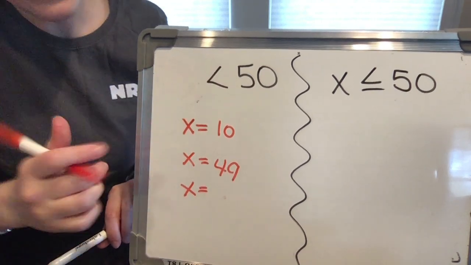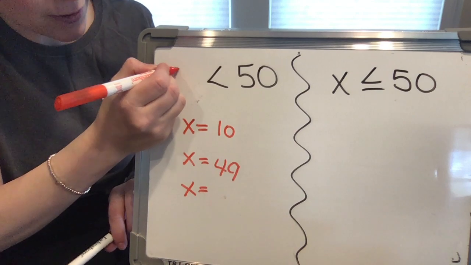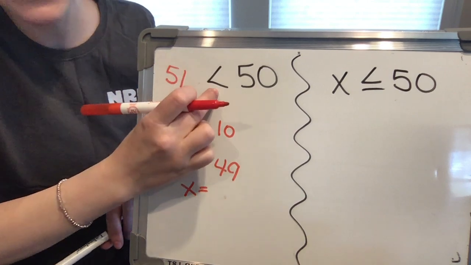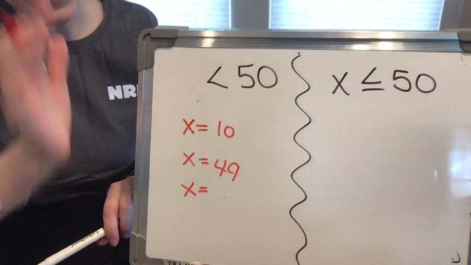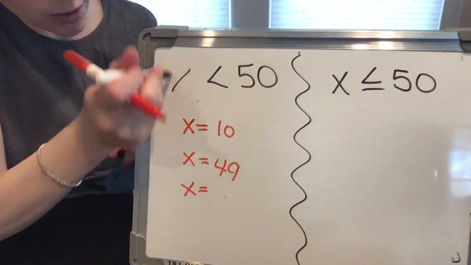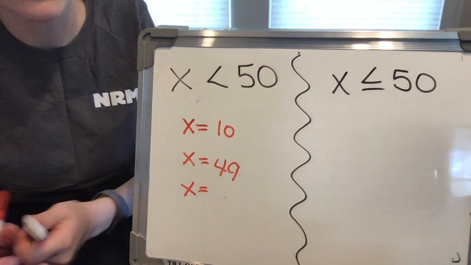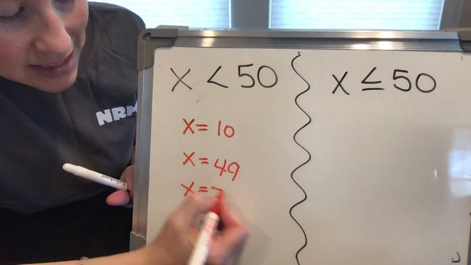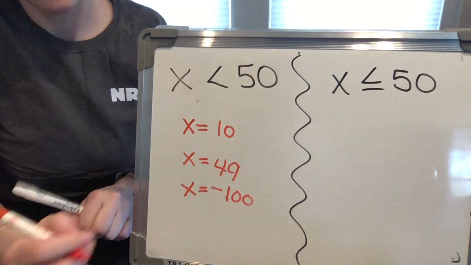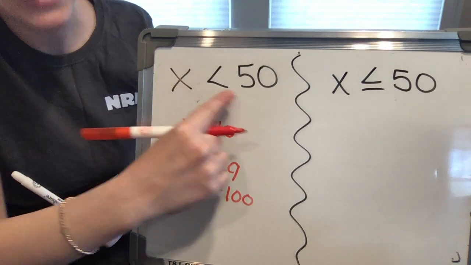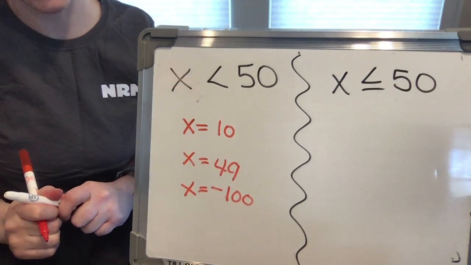Other numbers that would not work would be a number that's higher than 50, like 51. 51 is not less than 50. So anything over 50 wouldn't work. One last one that you could think of, it could be something small. It could even be something less than 0. So x equals negative 100. Negative 100 is less than 50, so I know that that's a solution that works.